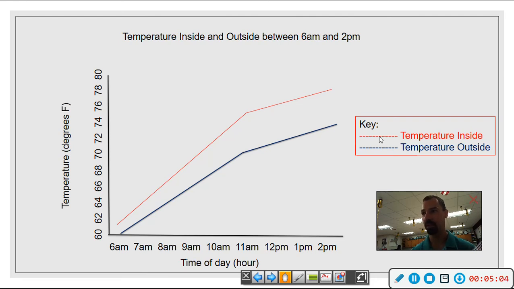And see how they have a key here. So the red line is the temperature inside, and the blue line is the temperature outside. So that's a properly labeled graph, and this is what the expectations are. If you have two graphs plotted on top of each other, they should have a key with them, and you should have a proper title, and this is a well done graph.